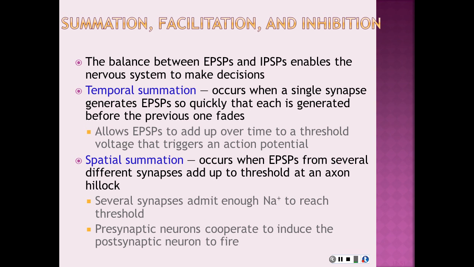Now spatial summation occurs when EPSPs from several different synapses add up to the threshold at the axon hillock. For this, you're going to have several synapses that will emit enough sodium to reach the particular threshold that's needed. And the presynaptic neurons are going to cooperate to induce the postsynaptic neuron to fire.